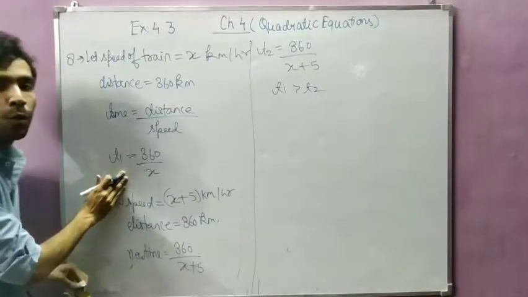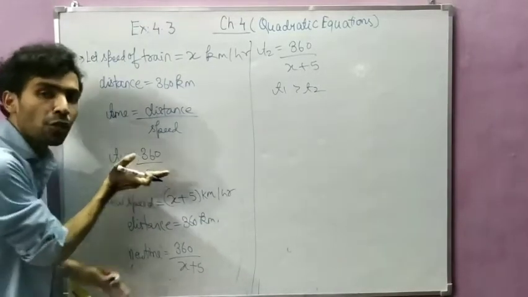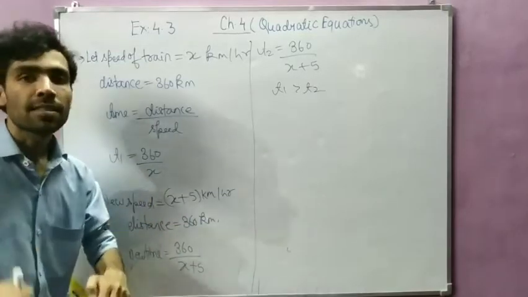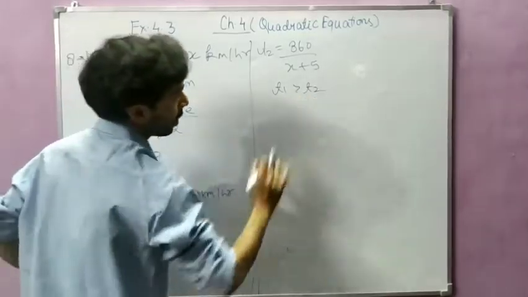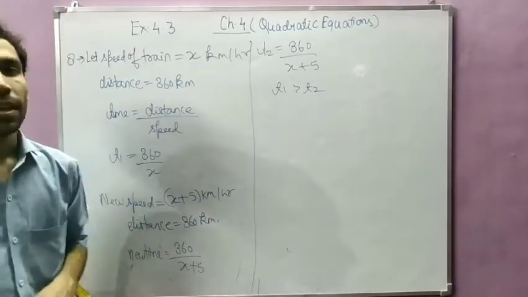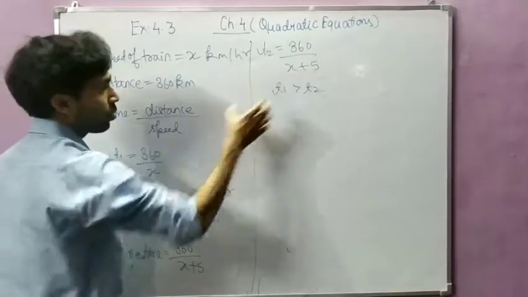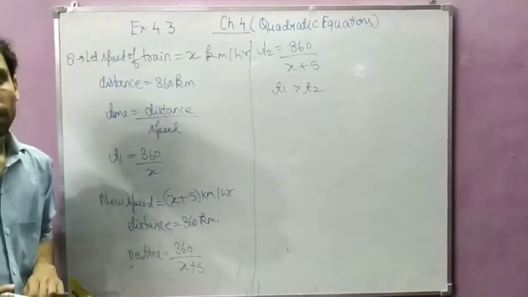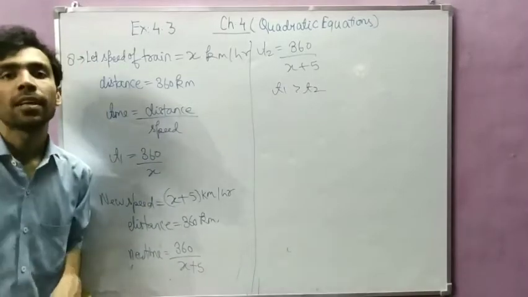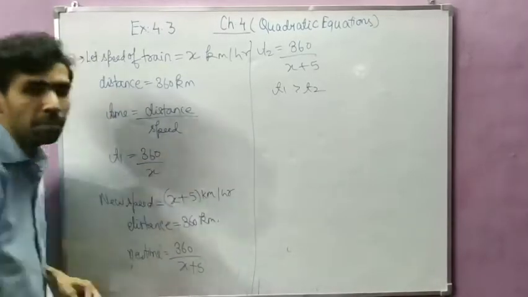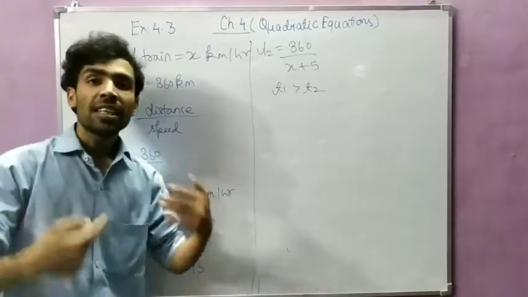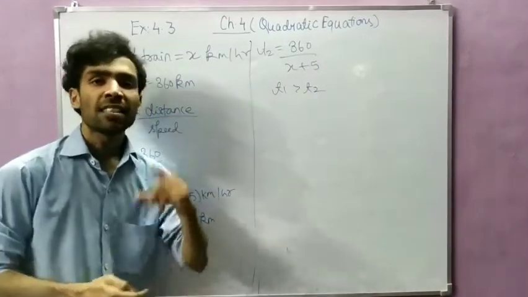Okay, this time will be more, because in this case speed was less. So when speed will be less, time will be more, and when the speed will be more, time will be less. So this time will be greater than this time. And how much time it is taking more? 1 hour. It means the difference of these two times will be equal to 1 hour, because it is also a time. And when the train increases its speed, it takes 1 hour less.